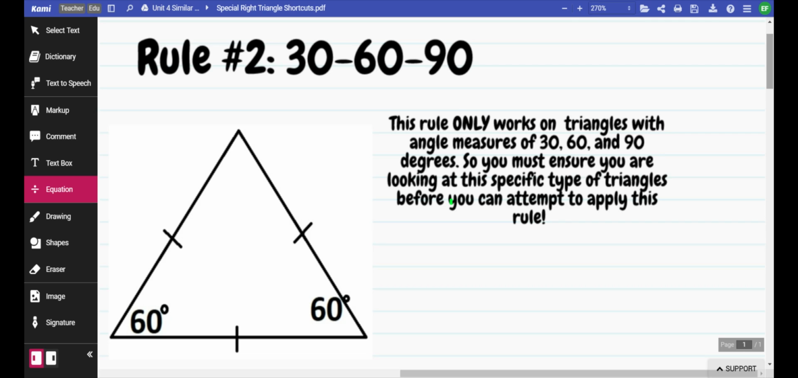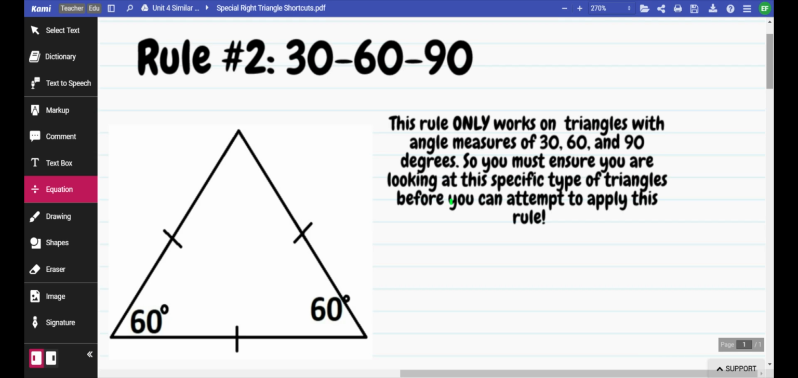Hello again, everyone. The last time that we got together, we talked about some of our special right triangle rules. We had started out with our 45, 45, 90 special triangle, our isosceles right triangle. Today, we're going to be talking about our 30, 60, 90, our second set of special right triangle rules.